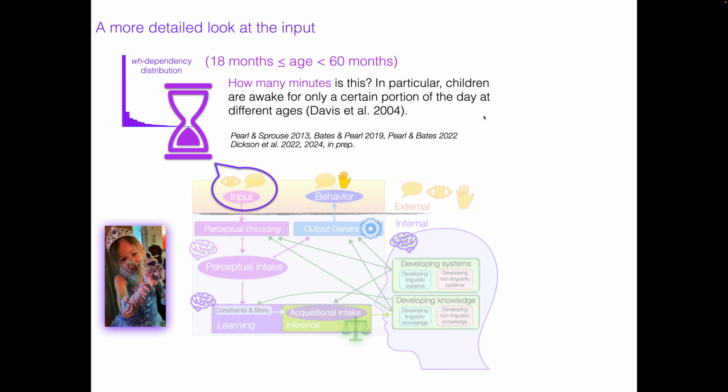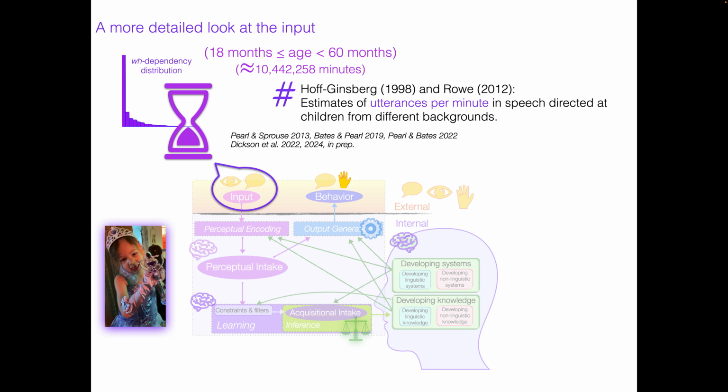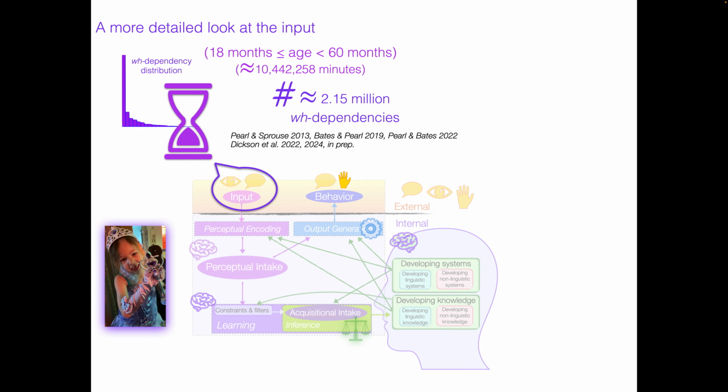How many minutes is this? In particular, children are awake for only a certain portion of the day at different ages, which we have estimates of. So how many minutes? It turns out this is about 10.4 million minutes. Great. Again, on average, lots of variation, but average kid, fine. And how many WH dependencies is that? We can estimate that too. We actually have estimates of utterances per minute in speech directed at children from different backgrounds. So say an average kid from a high socioeconomic status background household might encounter 2.15 million WH dependencies.